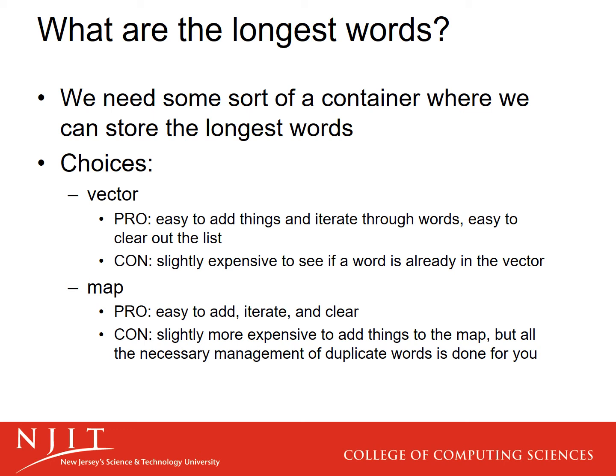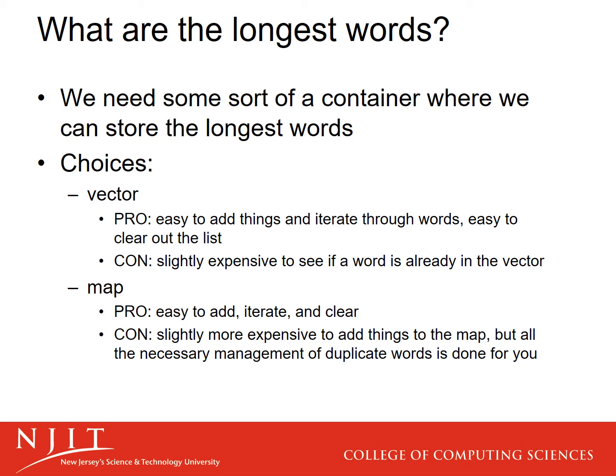Maps are another kind of container, a little bit different. They are also easy to add things to, iterate through, and clear. All that works great. It is slightly more expensive to add things to a map because of the way maps are structured. The internal data structure has to be rearranged a little bit, and it might take a little bit more time than just adding something to the end of what looks like an array.